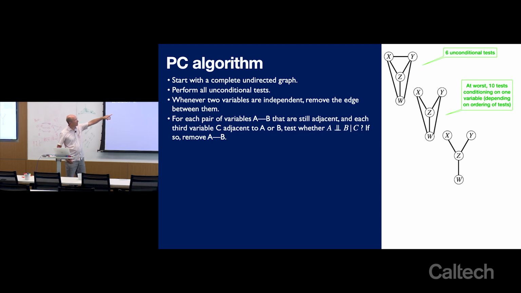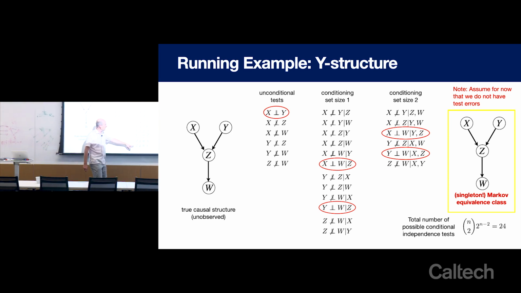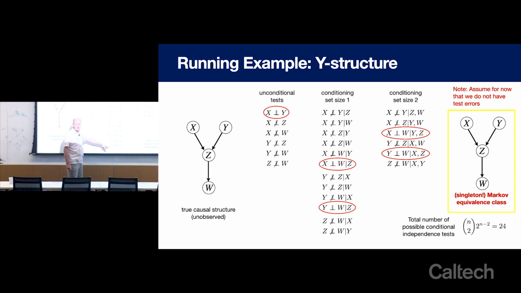Okay, so what does that mean? At worst, this is 10 tests with conditioning set size 1. It depends a little bit on what order we do the tests in. So let me ask, why 10? There are 12 tests here. Why would we only have to do 10 of them?